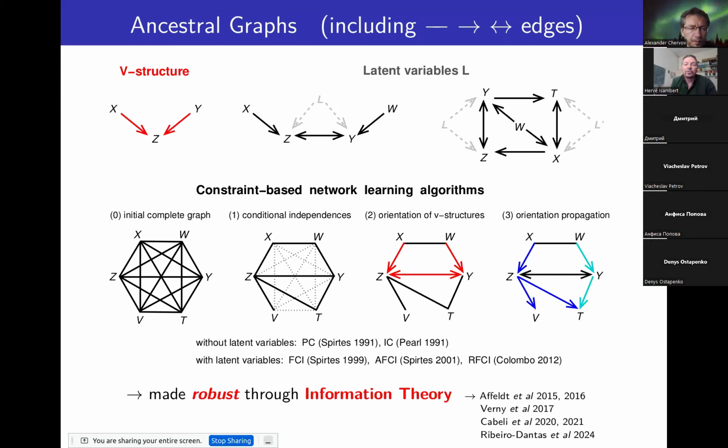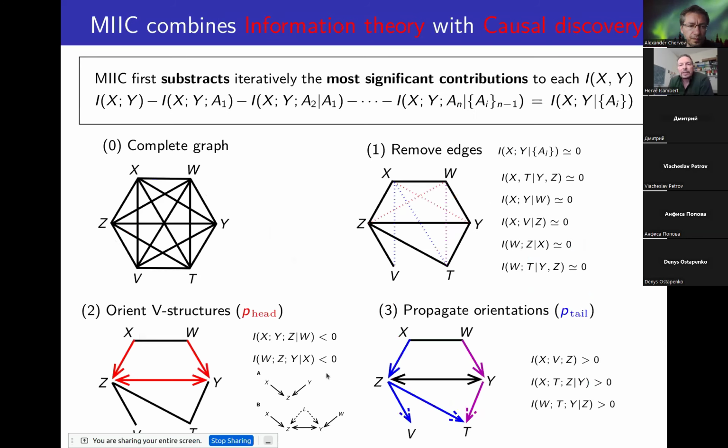And in order to improve that, we coupled them with information theory, as I will discuss right now. Yeah?